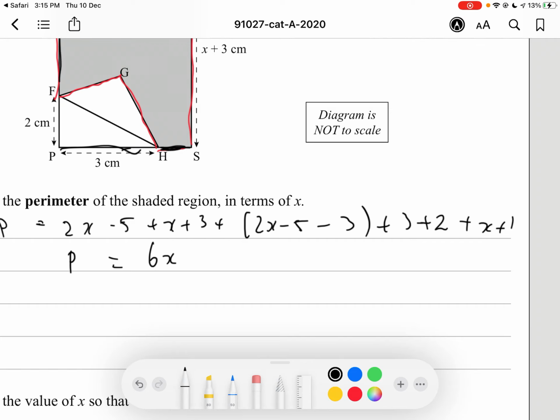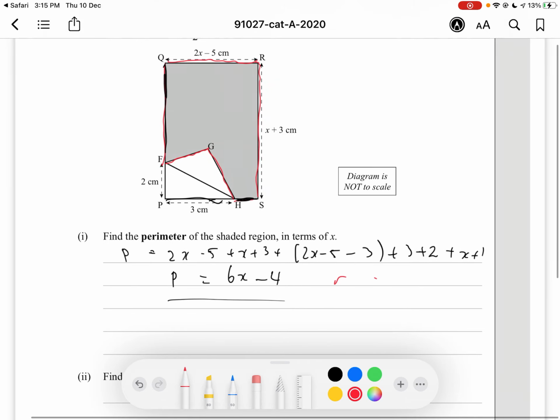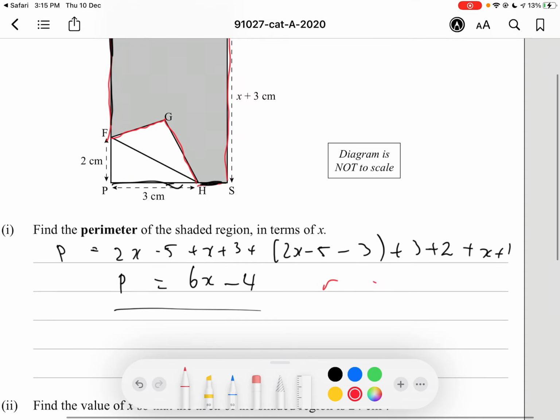So 6x. Negative 5 plus 3 is negative 2, minus 5 is negative 7, negative 10, negative 7, negative 5, negative 4. That's the perimeter, that's what I'm getting, and that should be a merit level question, perhaps. Let me just double check. So negative 5 plus 3 is negative 2. Yep, that seems to be okay there.